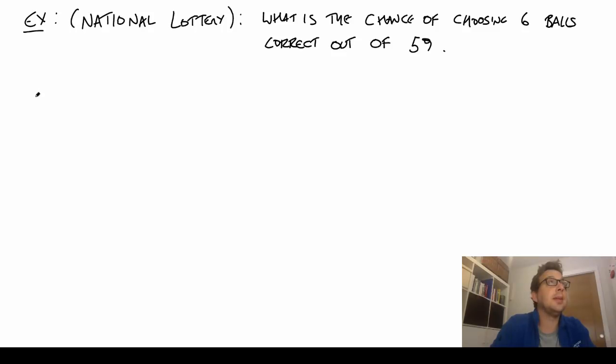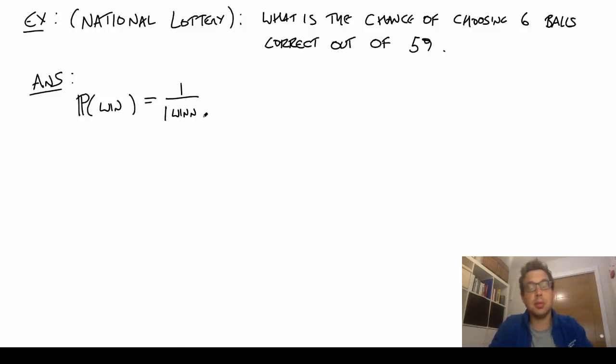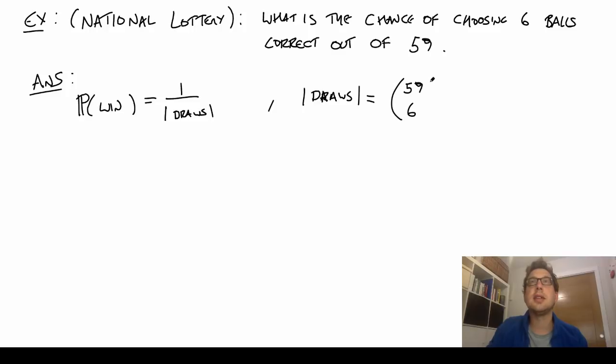Lottery. Okay, so what I'm saying is the probability that you win is equal to 1 over the number of draws that you can have out of the lottery. The number of draws that you can have is the number of ways you can choose 6 items out of a list of 59. So that is 59 choose 6.